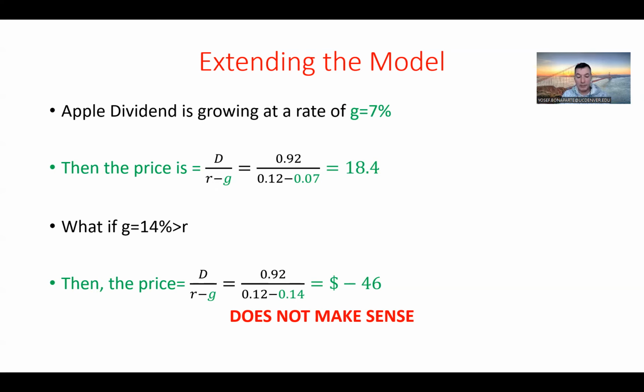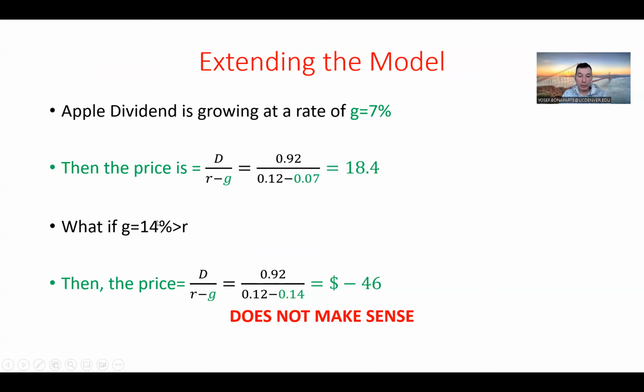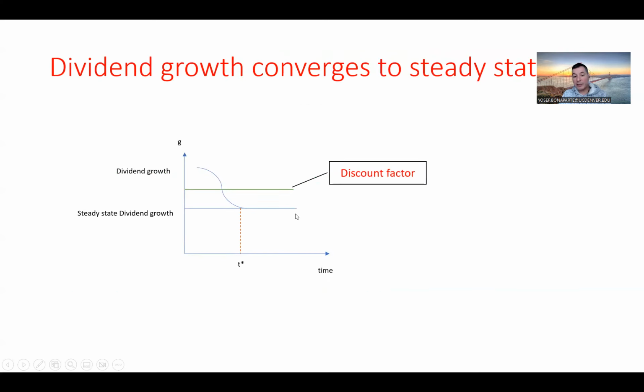So what we need is something that explains why this model doesn't work. It should work, but why doesn't it? The reason is sometimes the current dividend growth, 14% or whatever, is higher than the steady state growth. Every company has a steady state dividend growth. Sometimes the company is giving more dividend than what they usually do or will do. Or it could be that their dividend growth is lower than the steady state dividend growth, and then it's going to take them a couple of years to go to the steady state.